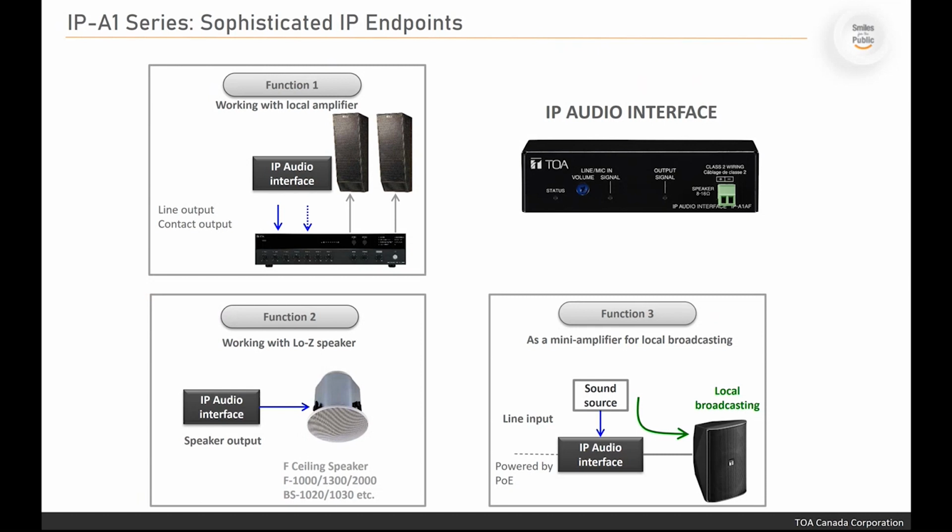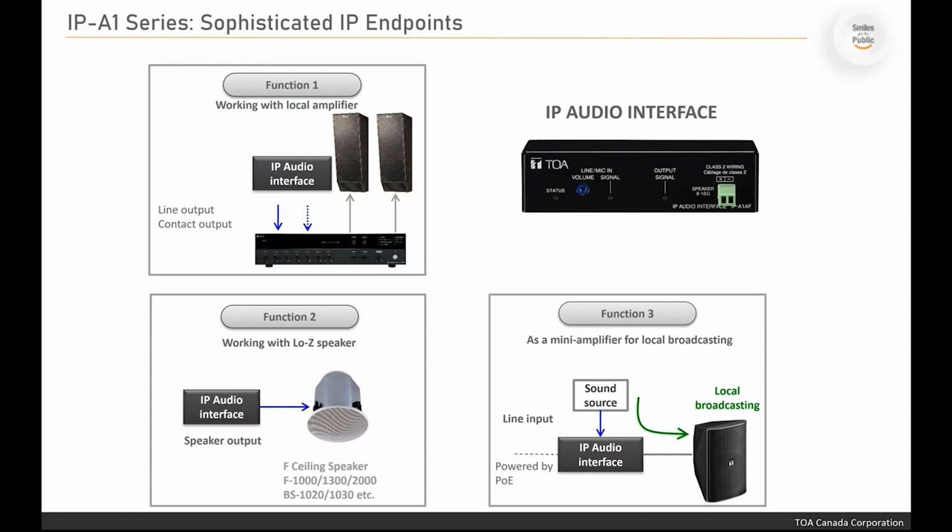Starting with the audio interface, the IP-A1AF, it uses its line output to connect to a local amplifier. So you can simply put the IP audio interface and connect it to a local amplifier. And then this local amplifier will have a source that's coming from an IP audio from the network.